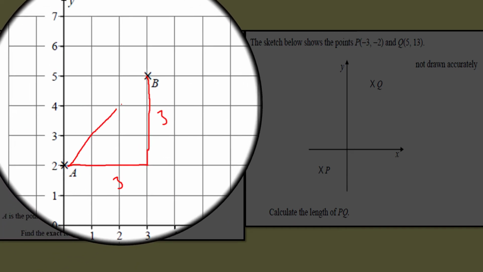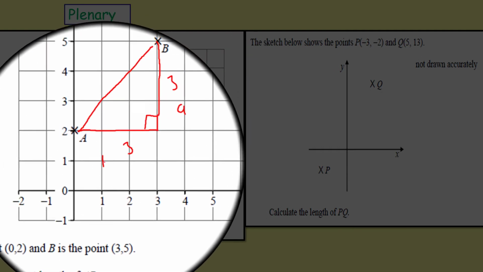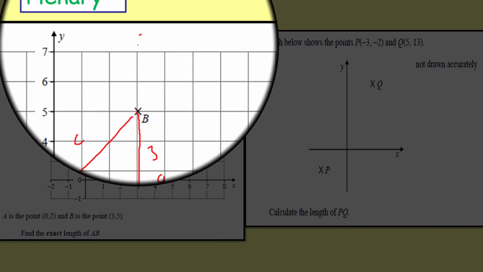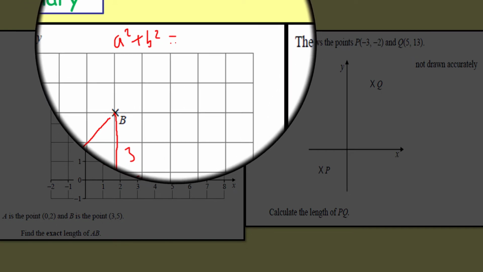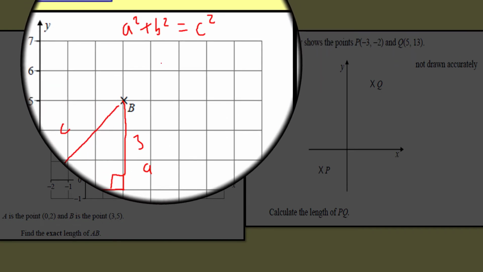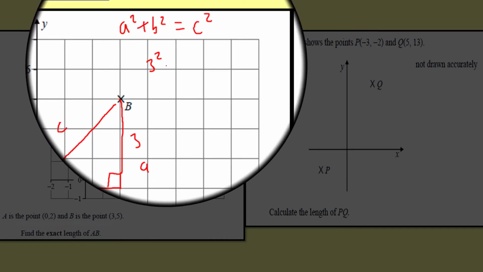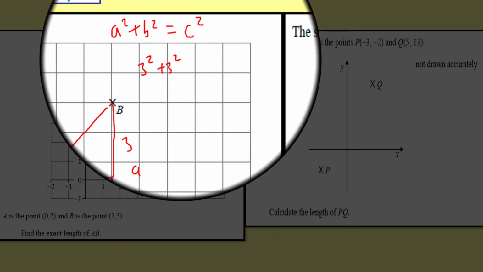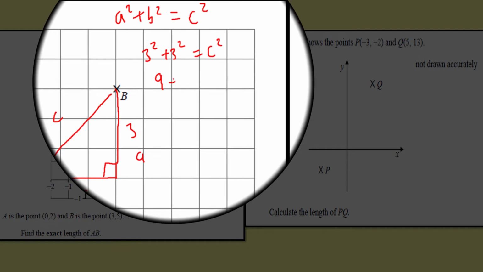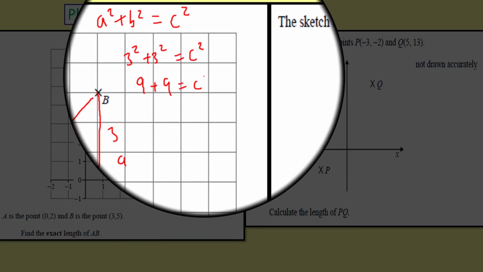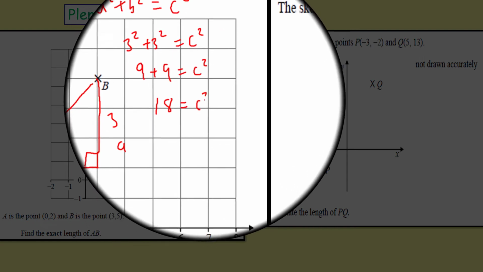So we want to find this line. We can see that makes a nice right angle. Now short sides a and b, we're trying to find c. So you've got a squared plus b squared equals c squared. It says find the exact length. So we've got 3 squared plus 3 squared equals c squared. So this is going to be 9 add 9 equals c squared. So this is 18 equals c squared.